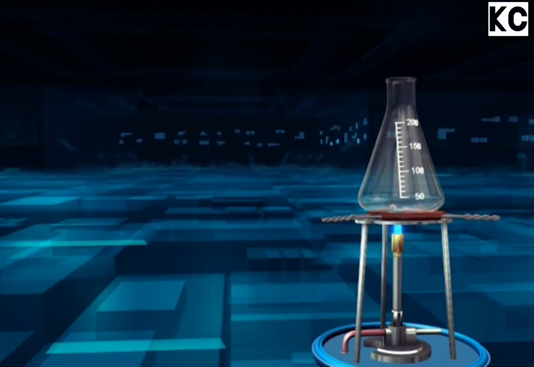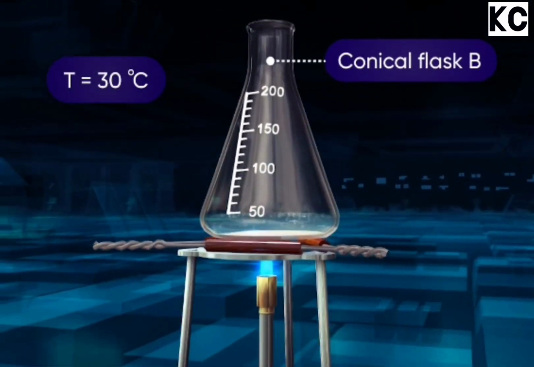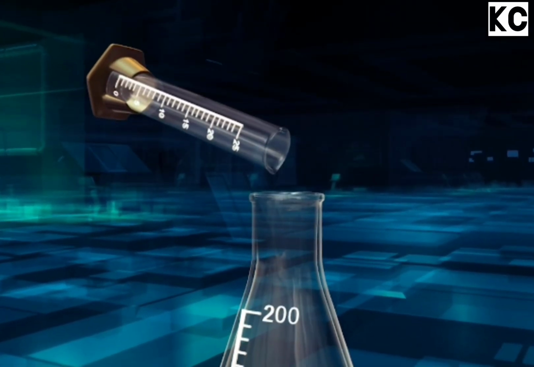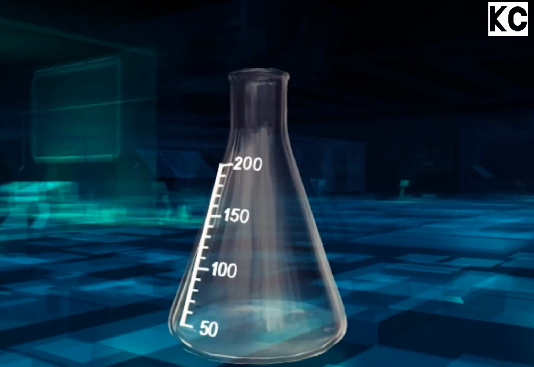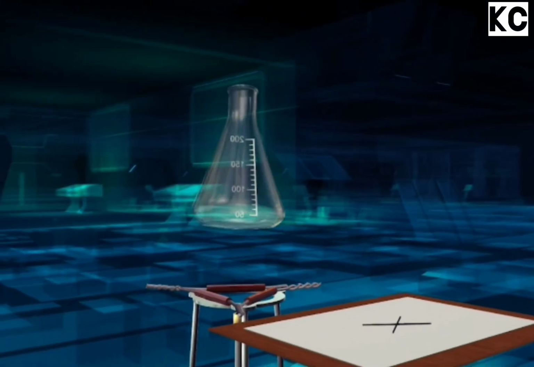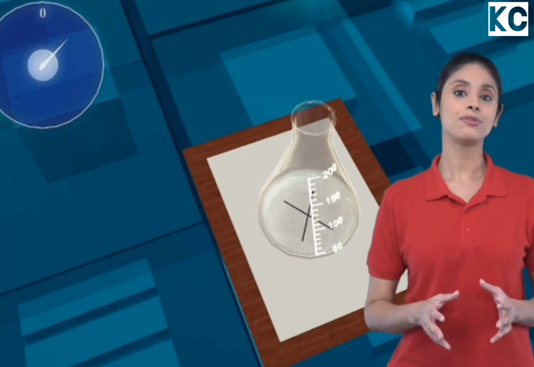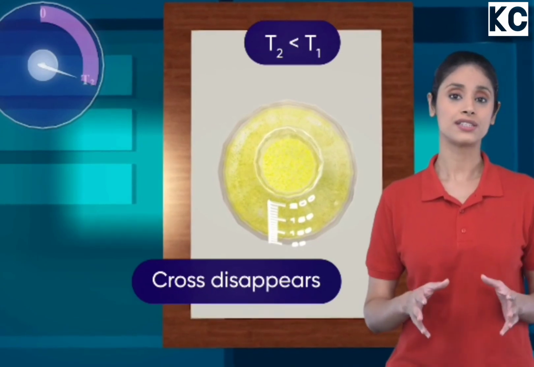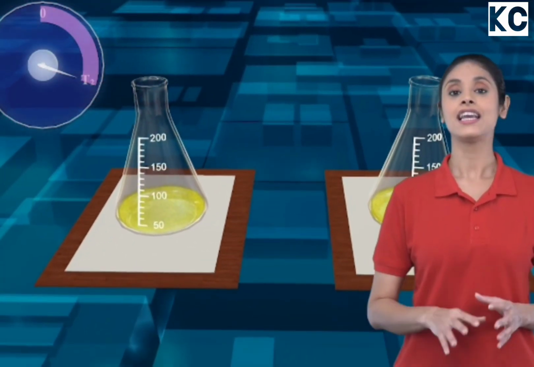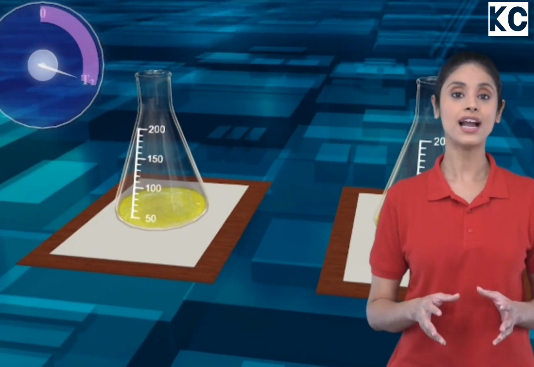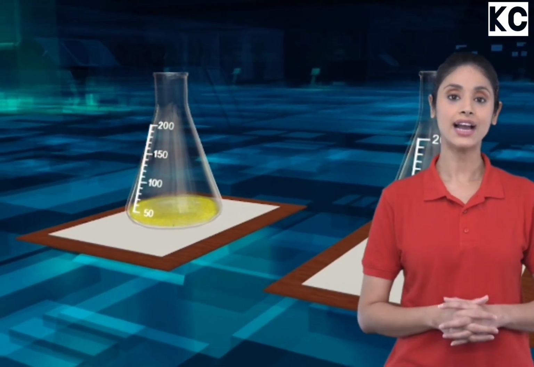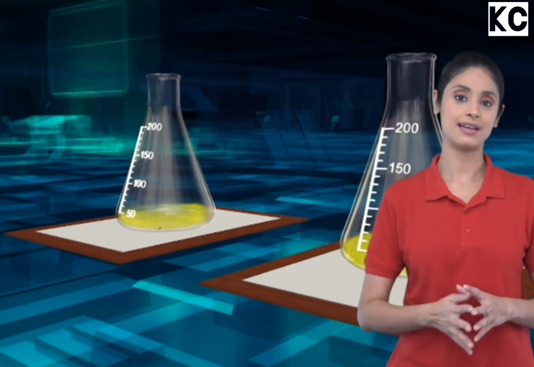Now, heat the conical flask B to about 30 degrees Celsius. Add hydrochloric acid to it. Swirl the contents and keep this flask on the cross mark. Again, record the time for the mark to get invisible. You will notice that the cross disappeared faster in the second case, when the temperature of the reaction was higher. From this, you can conclude that the rate of a reaction increases with the rise in the temperature.